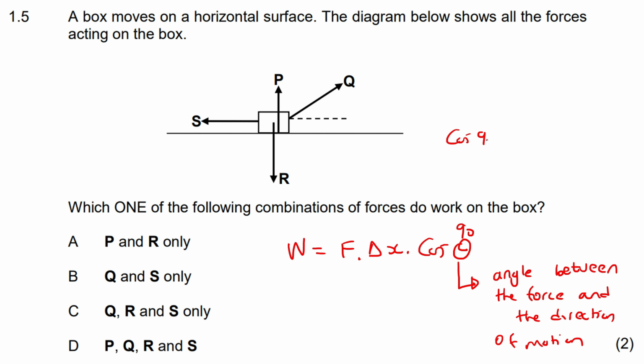Now, what you must understand is that if you put a 90 over here, we must understand that cos of 90 is 0. So this force and this force will have a work equal to 0, because this whole expression will be equal to 0. So P and R do no work, because they are at 90 degrees to the direction of motion. However, S and Q will not have a 90 degrees. It'll have some type of angle. And so for Q and S, it won't be a 0, so they are doing work. And so B is the correct answer. They will do work, whereas P and R, they won't.